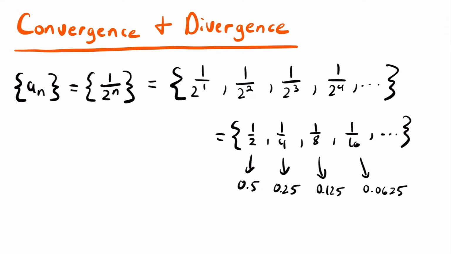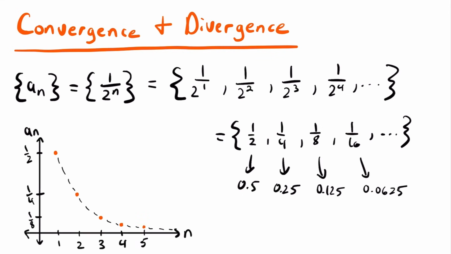And so as we continue to add more terms to this sequence, their decimal value is getting smaller and smaller towards 0. And so it would seem that the terms in this sequence are headed towards the value of 0. And we can further confirm this by graphing the terms of our sequence, where our horizontal axis are the values of n, and the vertical axis is a sub n.